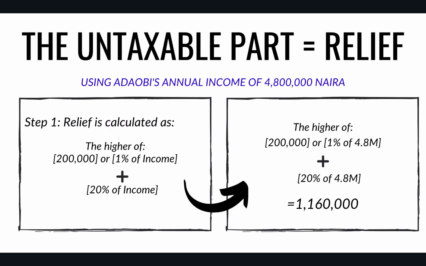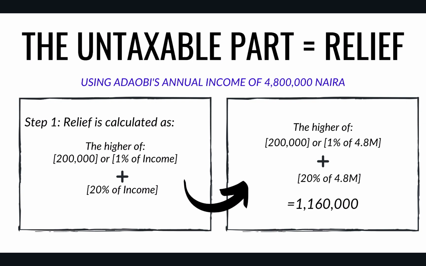Now let's calculate the untaxable part of your income. The untaxable part of your income is called relief. Relief is that portion of your income that is not going to be taxed. The relief is removed and the remaining income will be taxed.